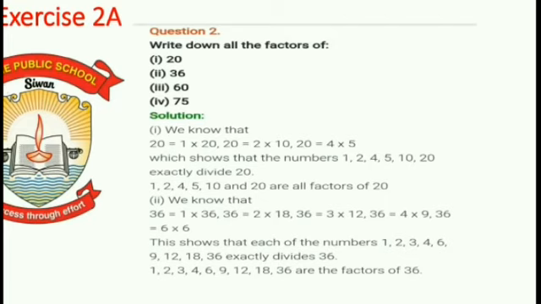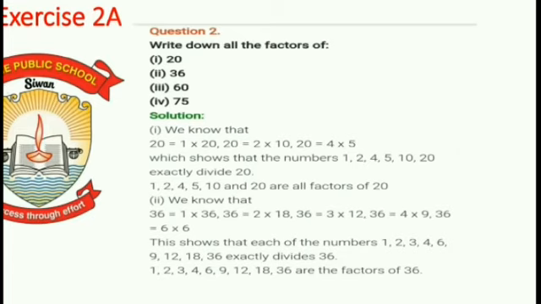So, first part: we know that 20 is equal to 1 into 20, 20 is equal to 2 into 10, 20 is equal to 4 into 5. Which shows that the numbers 1, 2, 4, 5, 10, 20 exactly divide 20. So 1, 2, 4, 5, 10 and 20 are all the factors of 20.